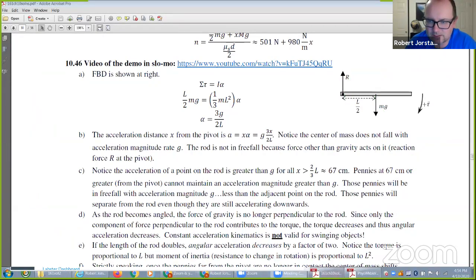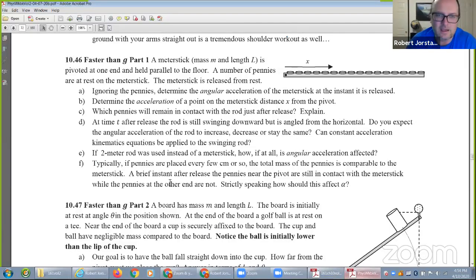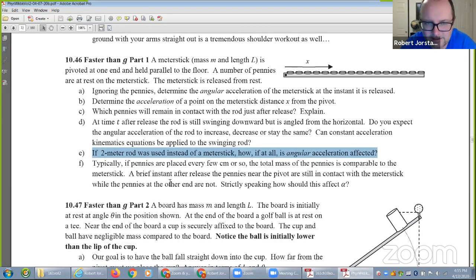Almost done with this one. Let's see what else is in there. All right. Ooh, this is a fun one. If you used a 2-meter rod instead of a normal meter stick, let's think about how this is affected. The key when trying to answer something like part E is not to guess. It's fun to guess, but then try to use an equation to guide our reasoning. Since we already wrote one, let's go look at it.